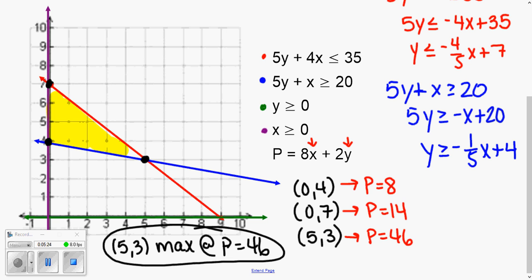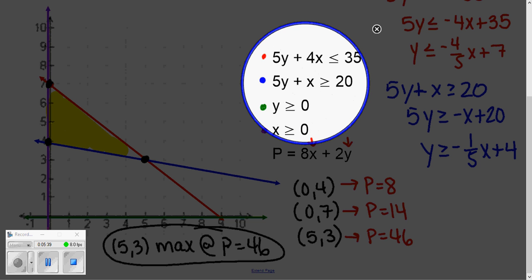Now I'm going to give some vocabulary to these things. We talked about how to do it. Let's talk about what they're called. In linear programming, the inequalities you're given originally are called constraints. In this problem, it's all of those. Those are my constraints. Constraints are restrictions or rules that are put in the real world problem.